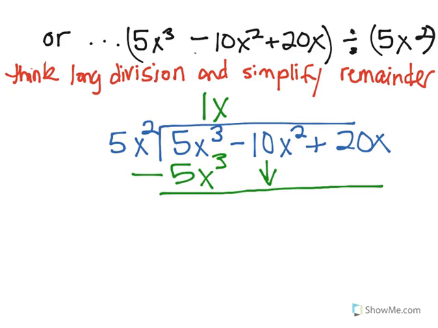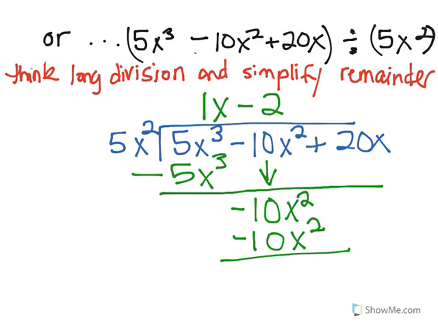And then we bring down our next term, minus 10x squared. So then we look at the negative 10x squared. How many times does 5x squared go into negative 10x squared? It goes in minus 2 times. Minus 2 times 5x squared is minus 10x squared. So we subtract, we get 0, and then we bring down our next term, which is 20x.